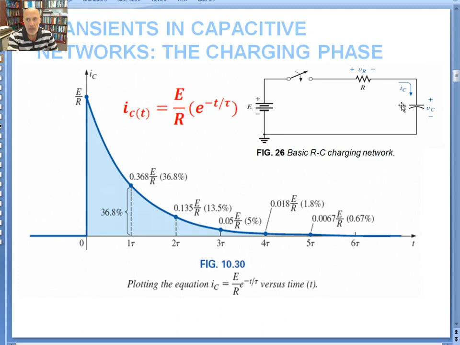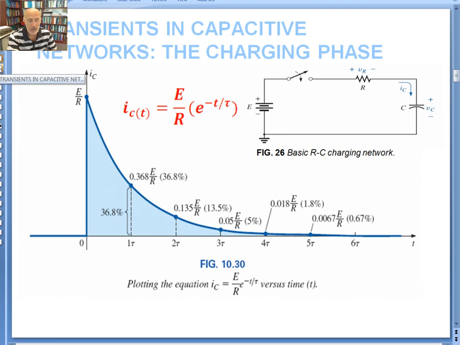Initially the cap is completely discharged, this voltage is 0, so all the voltage is going to be across the resistor. So initially you have E divided by R. That's the equation, E divided by R, times e to the minus t over tau, to take care of that exponential function. It starts with E divided by R, the maximum, and after 5 time constants, which is 0.0067, or 0.67% of the final value, it goes down to 0.